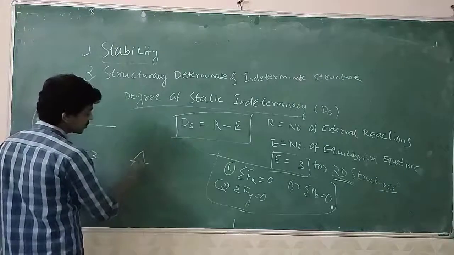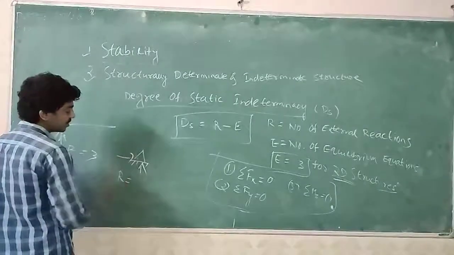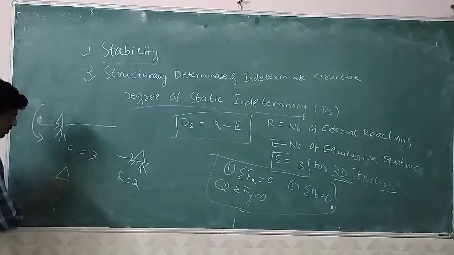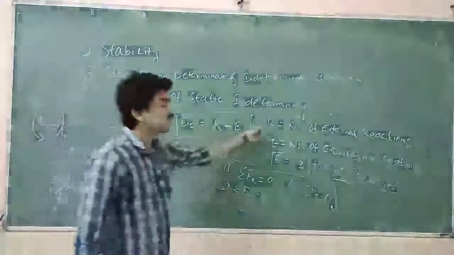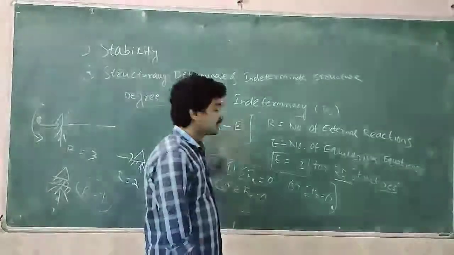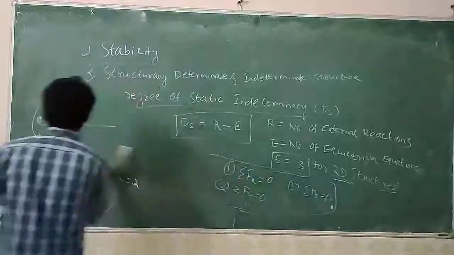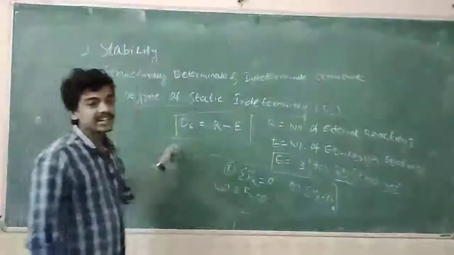One is hinge support. So what is R here? One vertical, one horizontal. So R equal to 2. In roller support, R equal to how much? Only vertical reaction, so R equal to 1. Like this you have to find out the R. E you already know, that is 3. So R and E, you have already seen how to find out. Now you can find out ds for a structure.